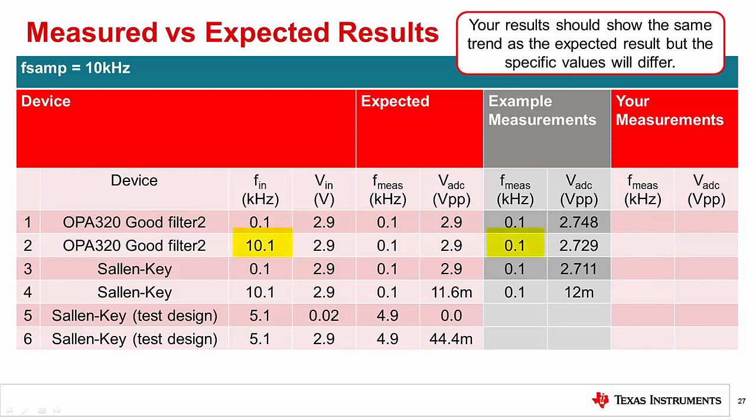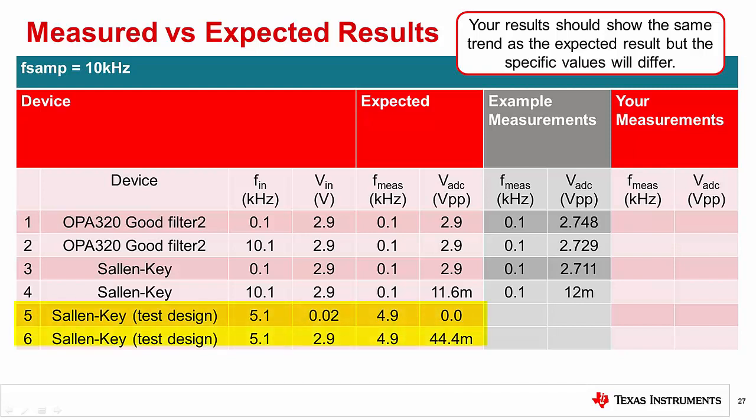In the second experiment, a 10.1 kHz signal produces an alias signal at 0.1 kHz. In the third and fourth experiment, the Sallen-Key filter is used to minimize the alias. Using simulation, we predicted that the alias would be attenuated to 11.6 millivolts, which compares well to the 12 millivolt example measurement. Again, your results should be similar to this.